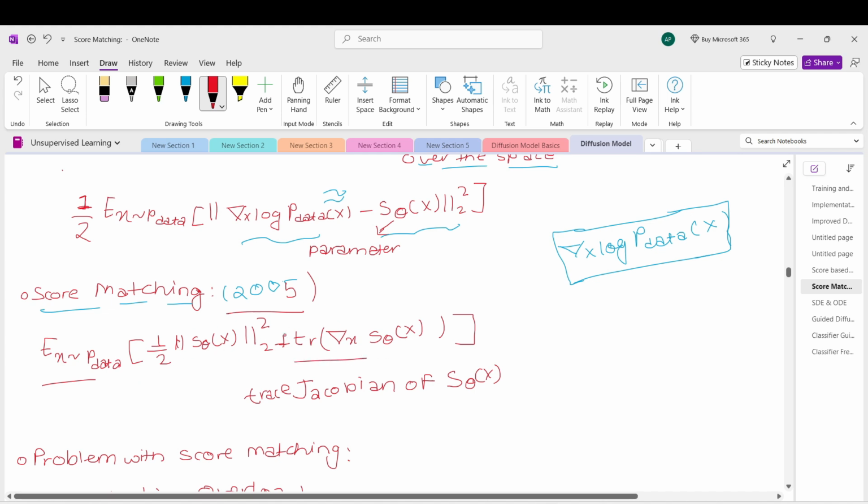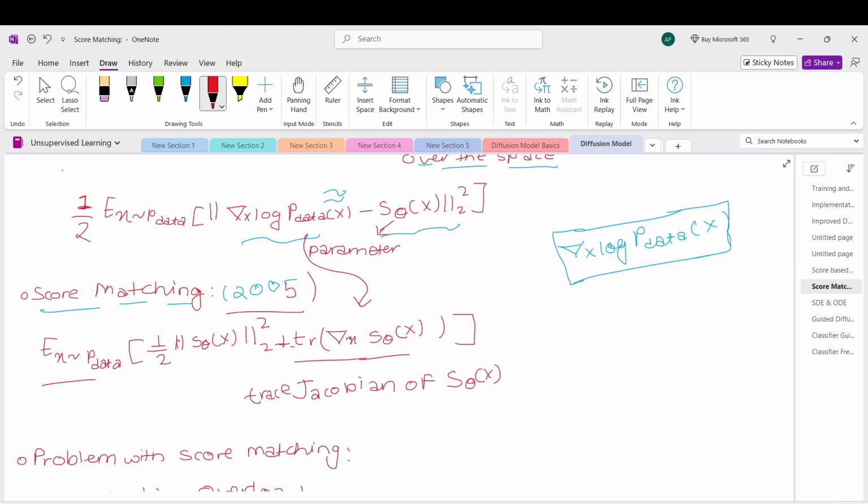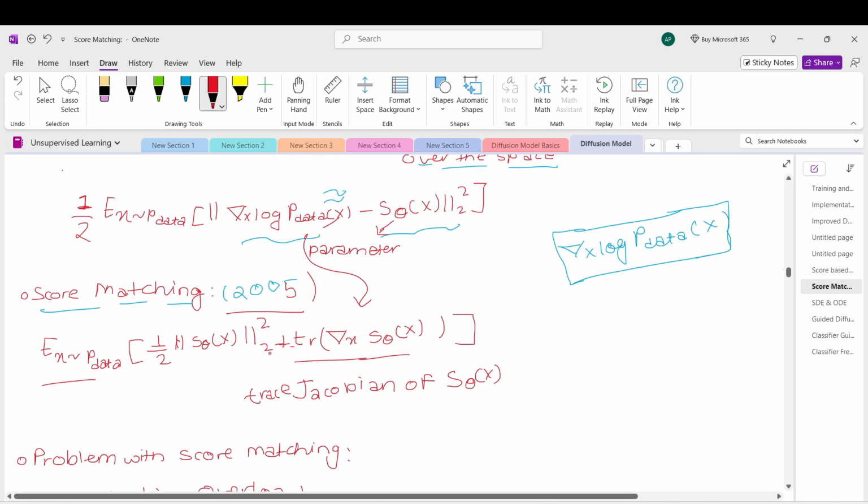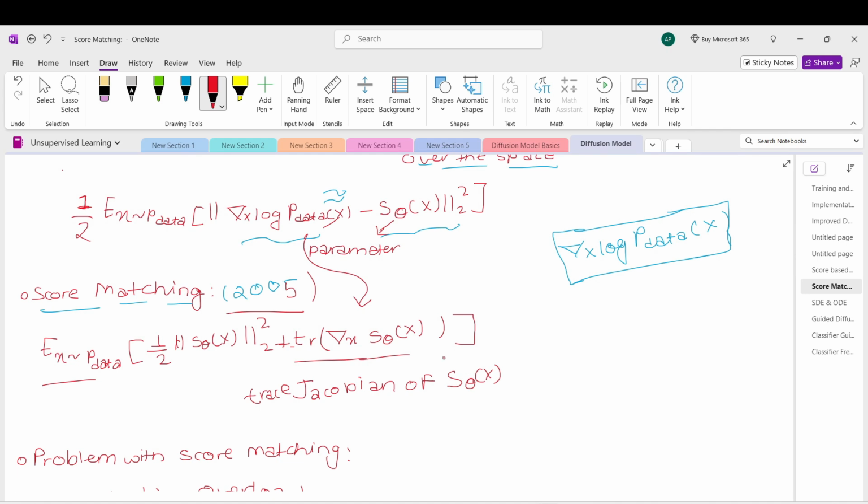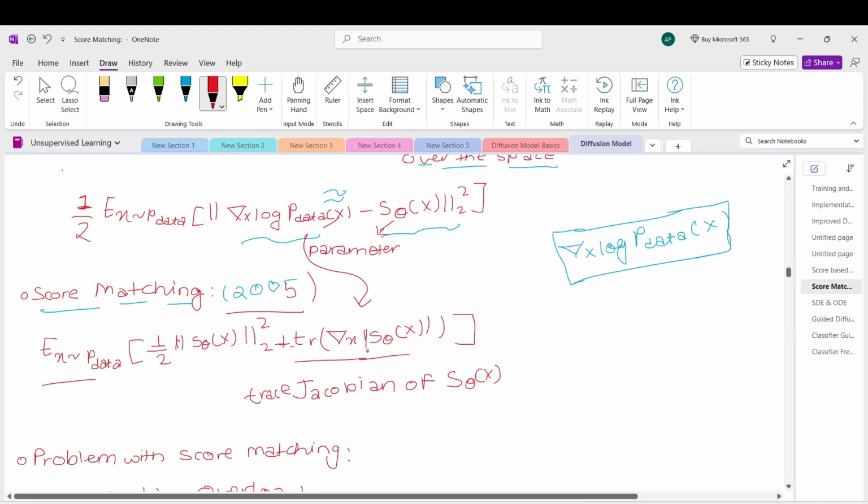So instead of writing this log of this, we can decompose this by this. If you try to decompose this, this is a trace of the Jacobians. So there is no longer involvement of the real p data of x, and we will reduce to this trace of the Jacobians, and this can be computed using back propagations, and this is our model. If you take the back propagation, you can just easily compute this quantity, but it has some challenges also.